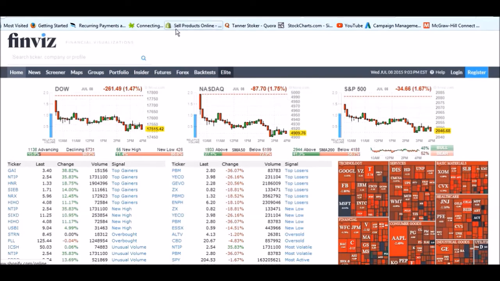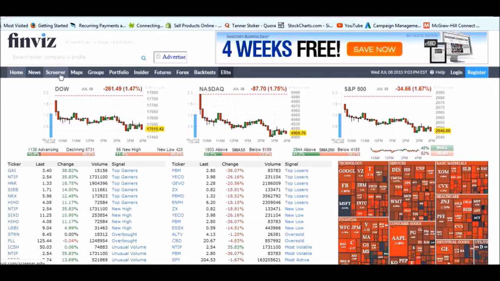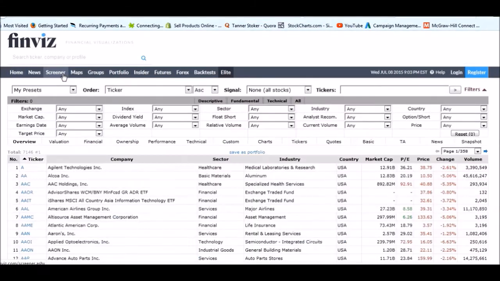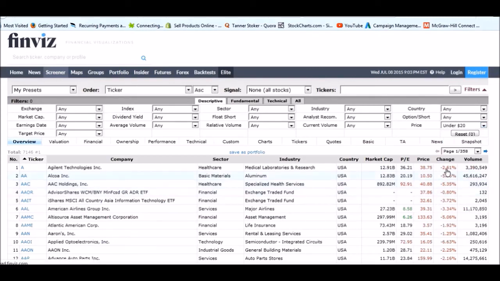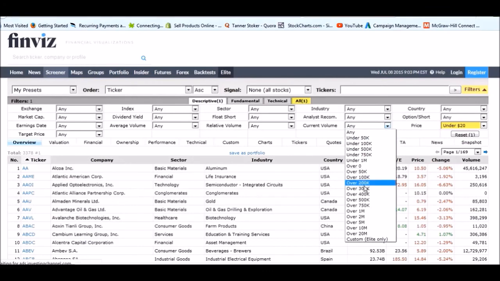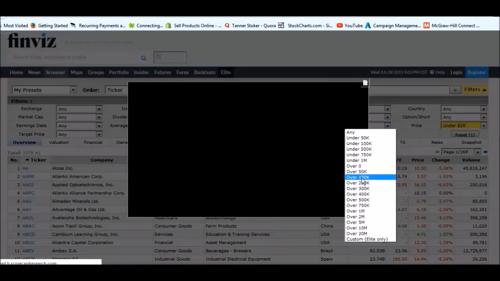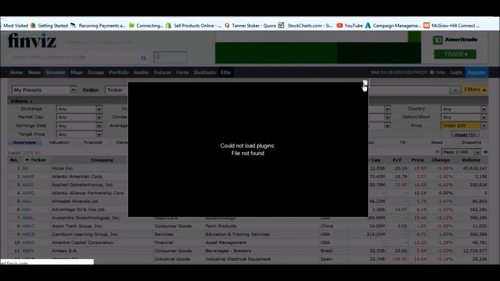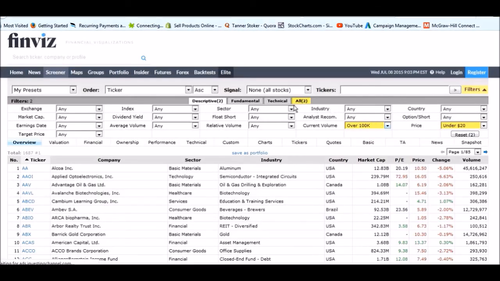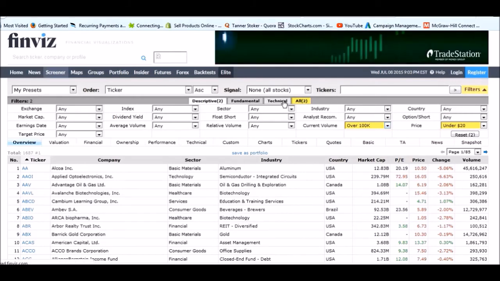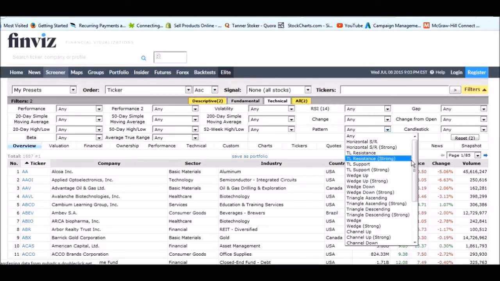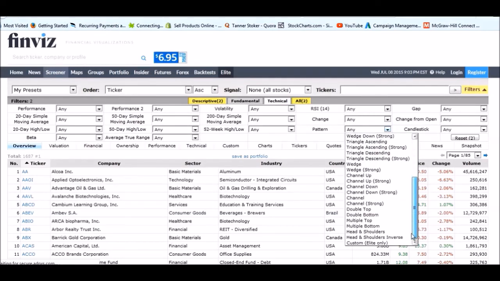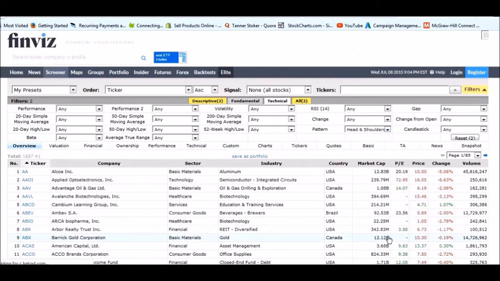So you're on finviz.com, you go to Screener. From Screener, let's go ahead and we'll just do as an example, we'll do under 20. This is just an example scan. Current volume, we'll go over 100,000 just so we can pull some more examples hopefully. And then let's go to technical. From there, under pattern, if you scroll down to the very bottom, you'll see head and shoulders and head and shoulders inverse. That's the one we're going to click.